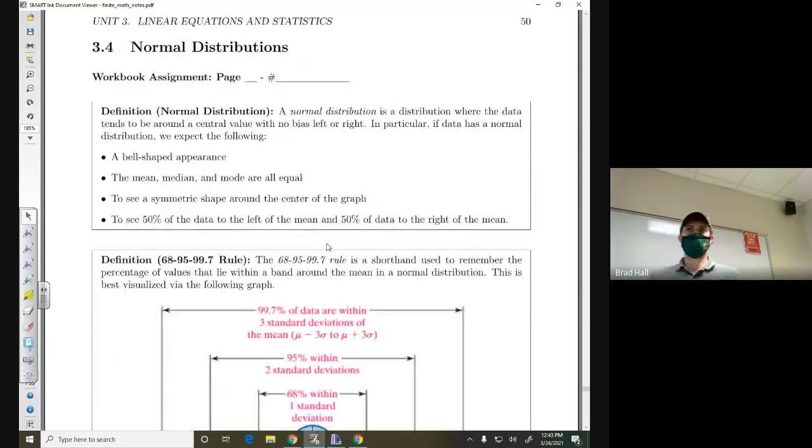So normal distributions, this will be the last idea going into the Unit 3 assessment, which I'll talk more about next week. Again, workbook assignment.